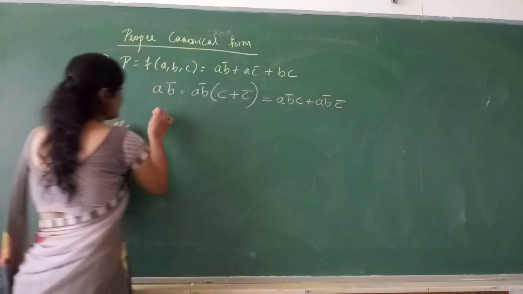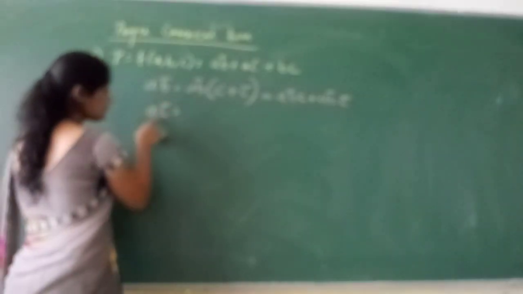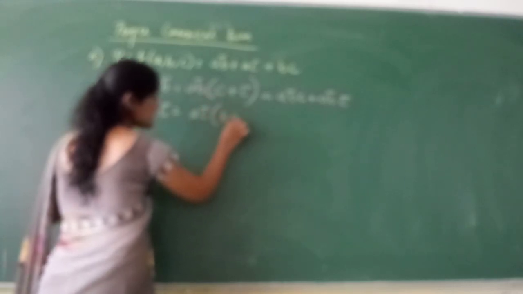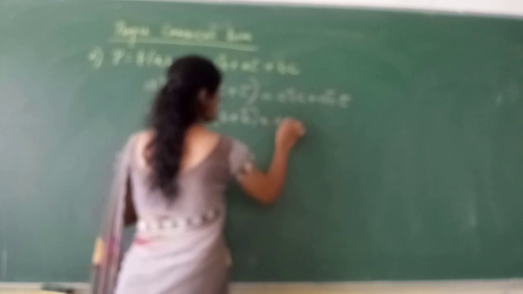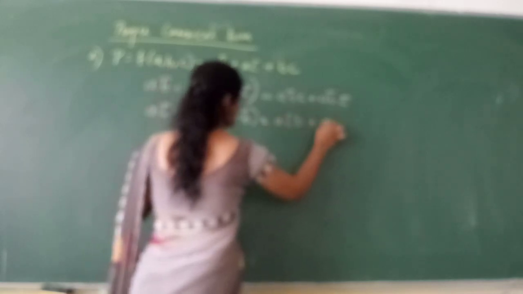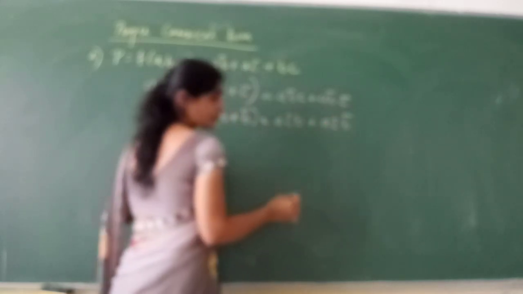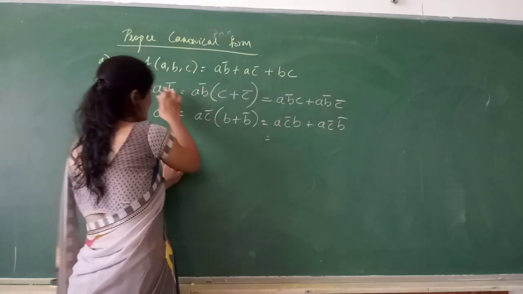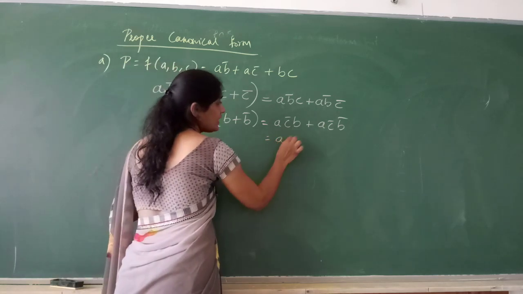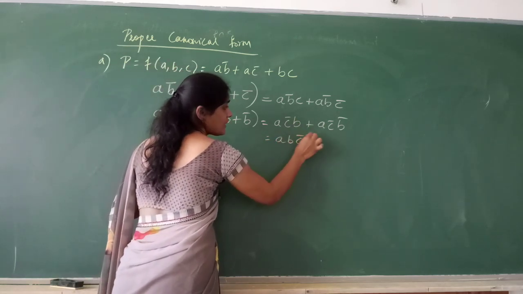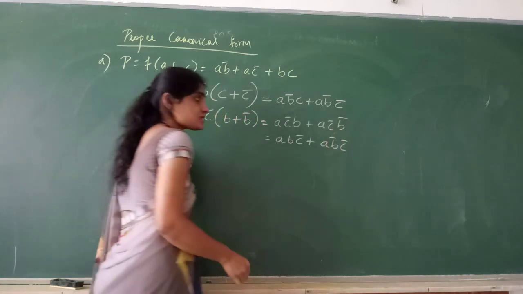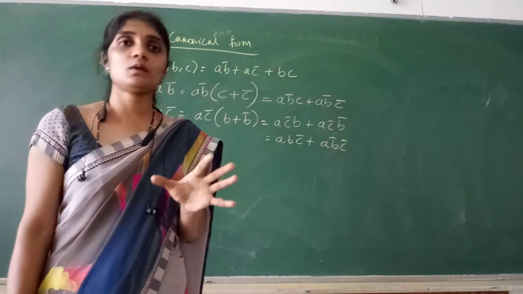Now take the second term, A, C bar. Which is missing here? B is missing. So A, C bar into B plus B bar. So this is equal to A, C bar, B plus A, C bar, B bar. Now instead of writing like this, I will write the variables in order. A, B, C order. A, B, C bar plus A, B bar, C bar. This is the proper method of writing the equation.